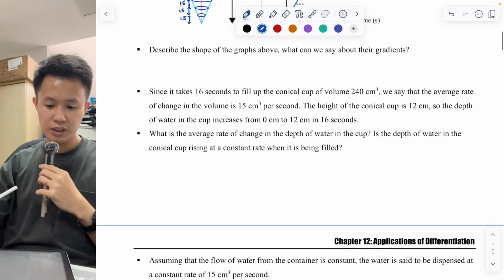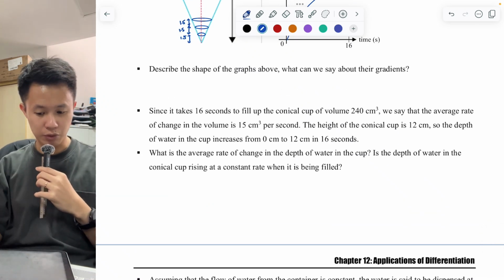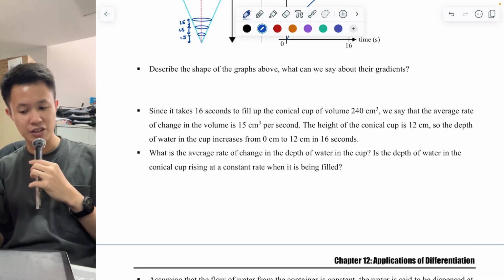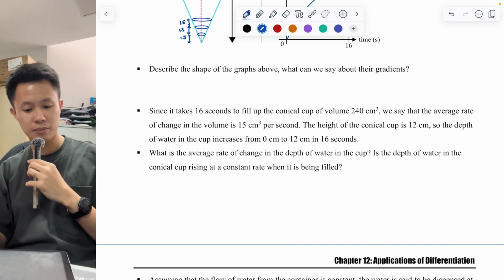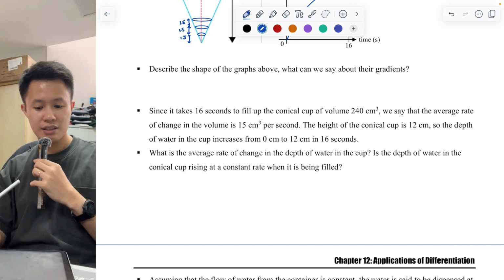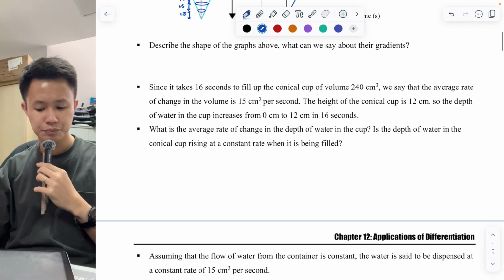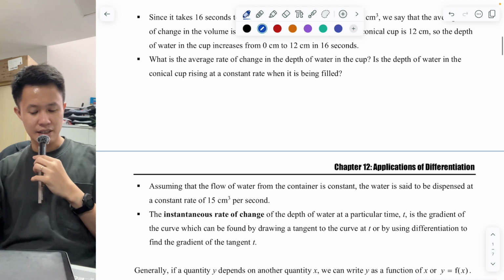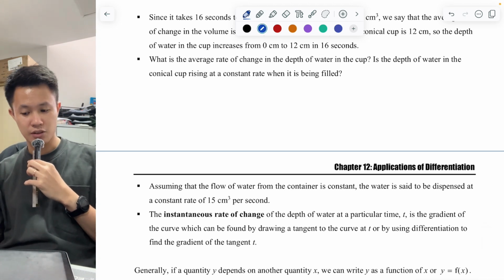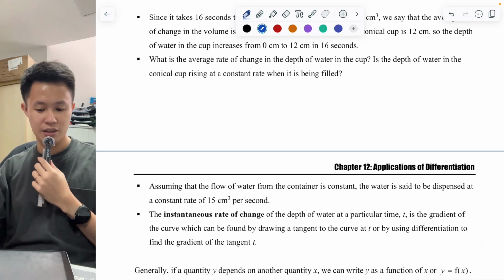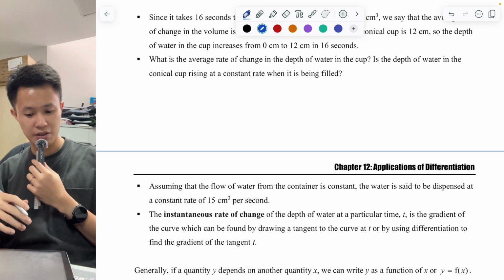So we know that about the volume. So what about the average rate of change in the depth of water? Right, the depth of water is definitely not rising at a constant rate in the cone cup. Okay, so as I said earlier, we assume that the flow of water is constant and the water is dispensed at a constant rate of 15 cm cubed per second.